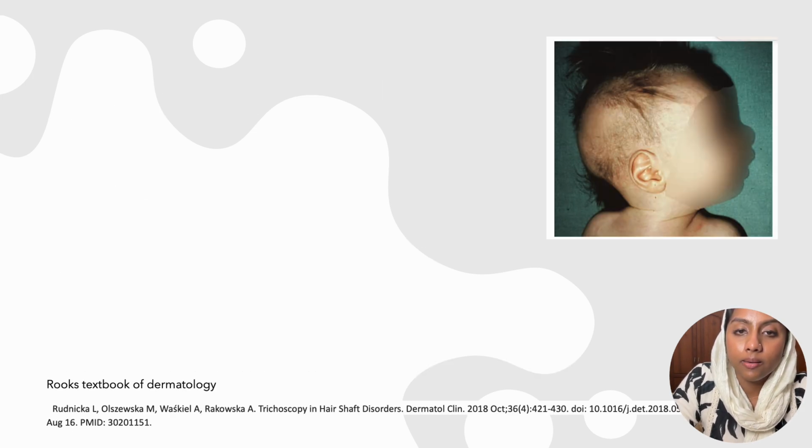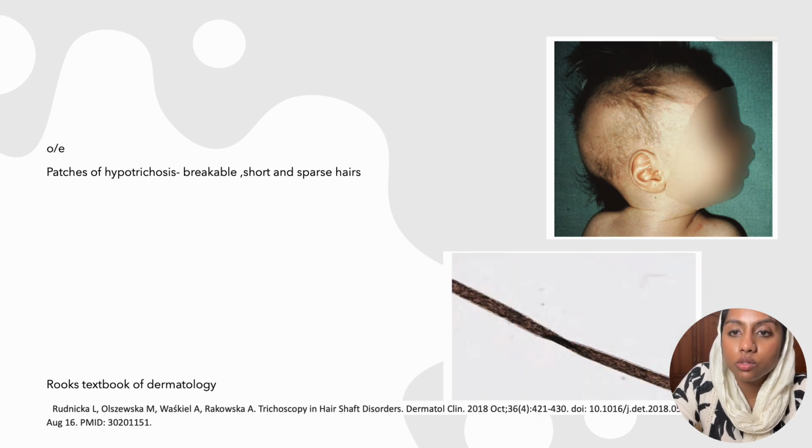So let's go on to the next case. This is again a baby, as you can see in the picture, presenting with patches of hair loss, and the hair looks very frizzy. The complaints are patches of hair loss, with hair that is breakable, short and sparse. When we examine the hair shaft under the microscope, you can see there is a twist in the hair shaft with a flattened hair shaft. Maybe you can pause for a moment and think what the disease can be. This is nothing but pili torti.